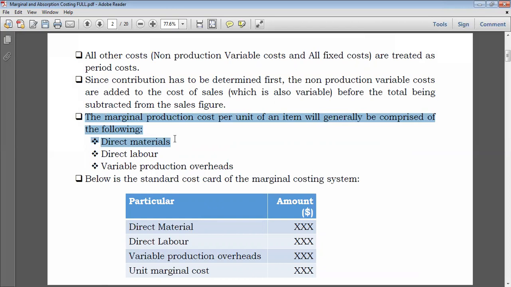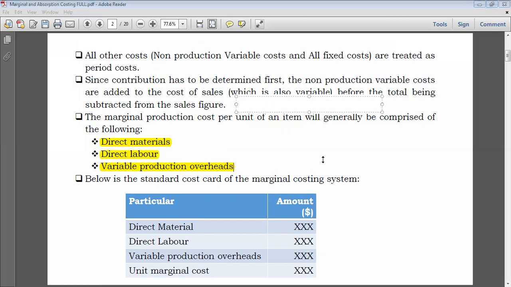Most questions on marginal and absorption costing, they give you cost of products element-wise. So you can have direct materials, you can have direct labor, but also you can have variable overheads. Now, if you see this, I think you can get more grasp of what I was just speaking about. Now you can see direct costs and overheads. Overheads simply mean indirect costs.